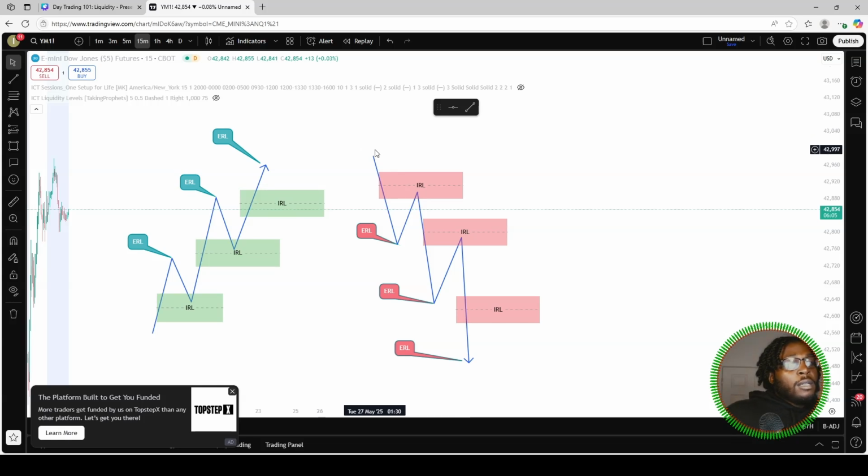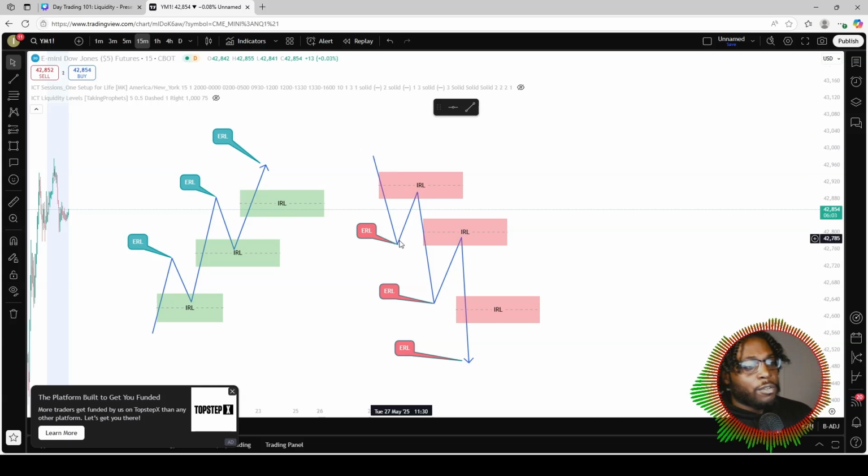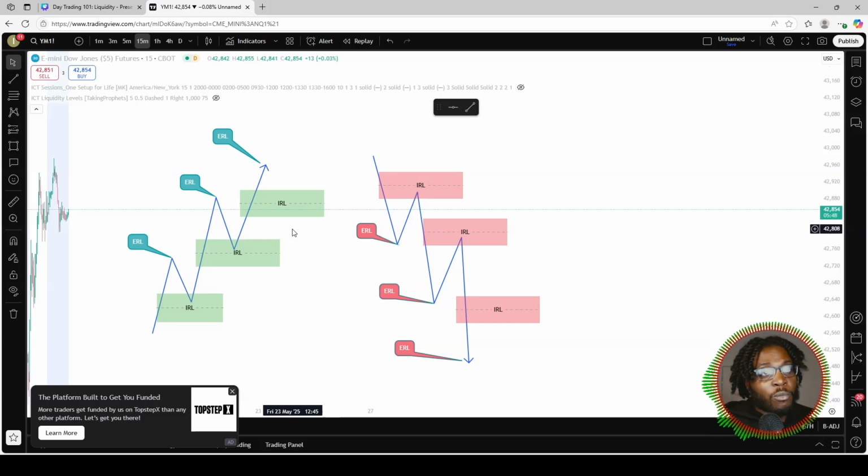Like I said, we create the low, that's our external range liquidity now. Then we pull back, that's our internal range. Then we go and take that external range. After we take external range, we go back into internal range, which is that fair value gap, like I mentioned, and then external range again. So that's just another way to look at liquidity when you're in your trades and everything. Because we're looking at liquidity from previous sessions.